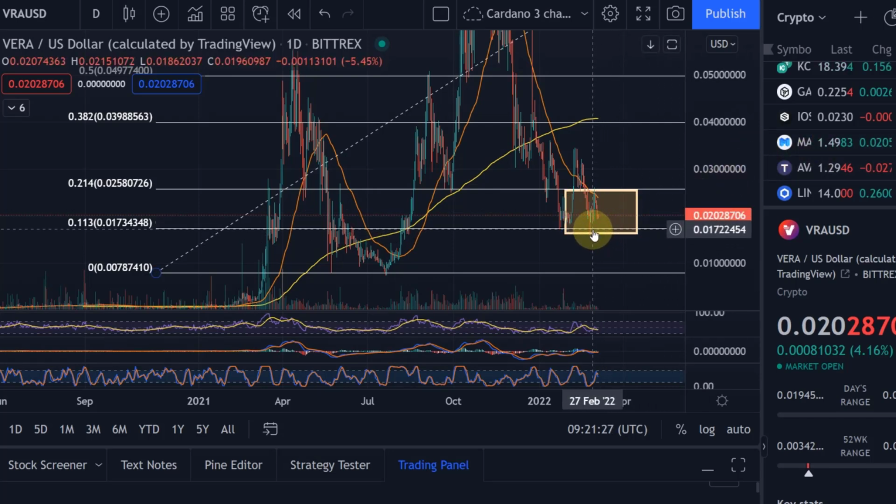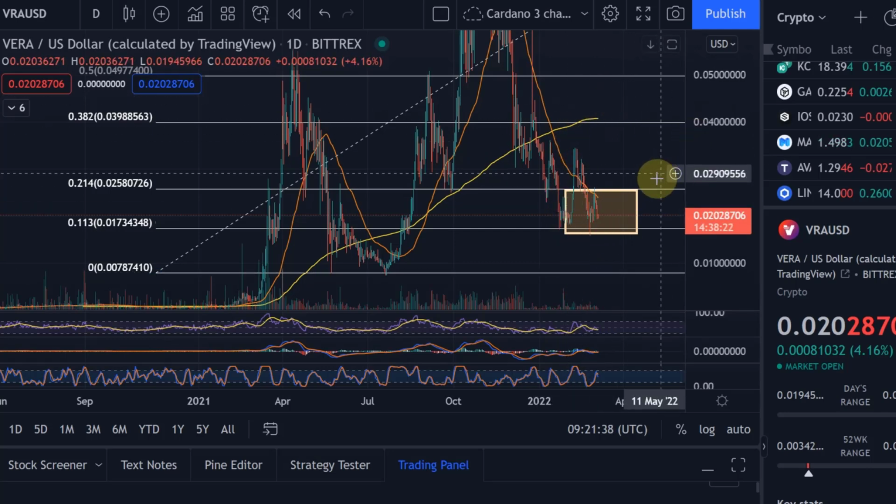I'm a bit worried that we could break this Fib level, and then the next support would be at 0.7 cents. That is certainly a level which I'd be looking out for as well. Here might be important, might be interesting to watch out for. I'd be a bit careful with that.